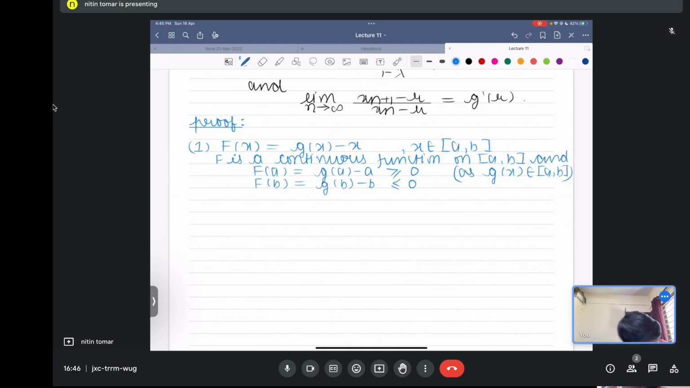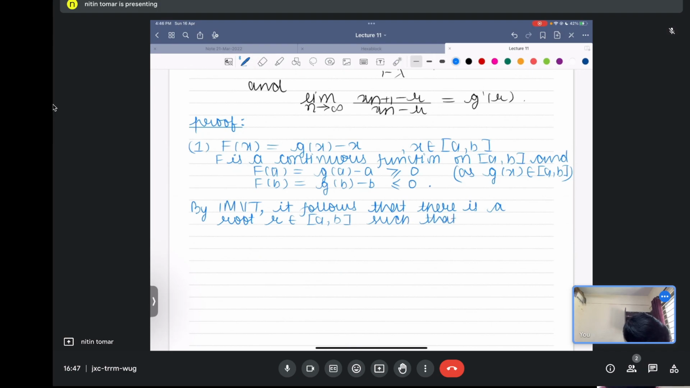So basically it means that f is a continuous function, and because at one point it is greater than or equal to 0, and at another point it is less than or equal to 0, by the intermediate value theorem, which we call IVT, it follows that there is a root R between a and b such that f of R is 0, which means g of R is R. Okay, so it has a root, and we have used the continuity of the function g.